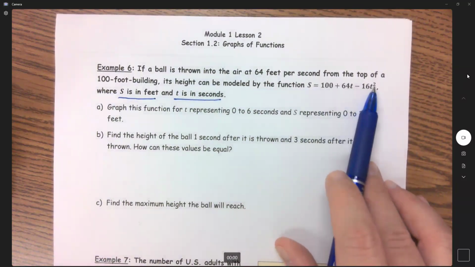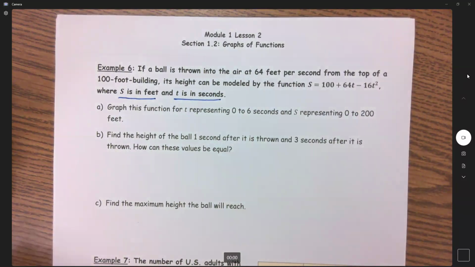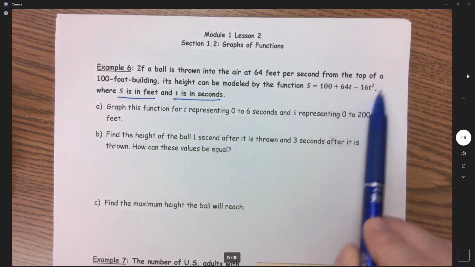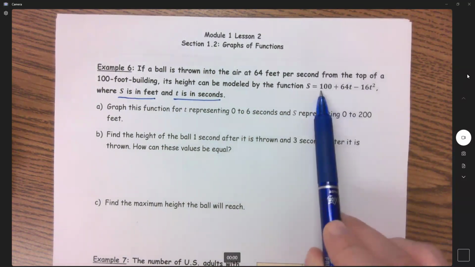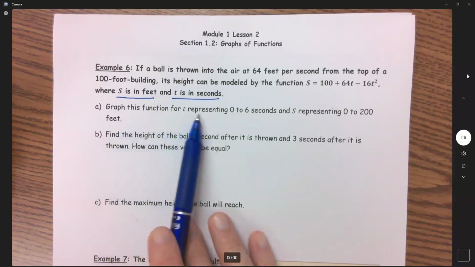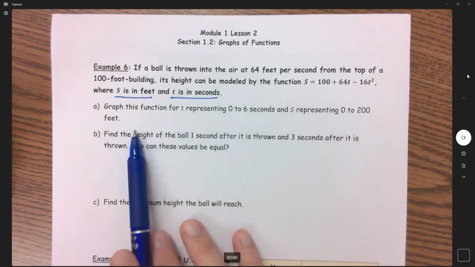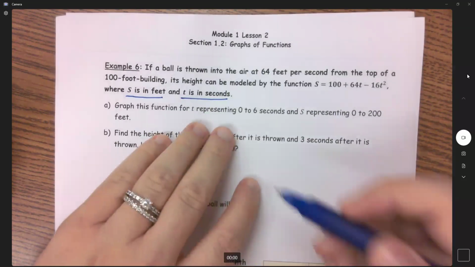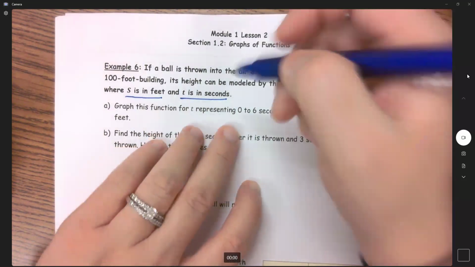And that negative 16t squared, can you think of what that would represent? What makes things fall from the sky if you throw them off of a building? That right there represents my gravity. So we have my gravity plus my velocity plus my starting height here. Part A, graph this function for t representing 0 to 6 seconds and s representing 0 to 200 feet. So what are they talking about here? That t is in my equation. That's my input. That's my x.